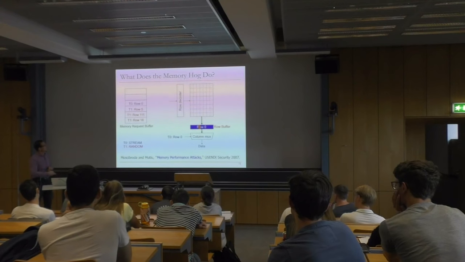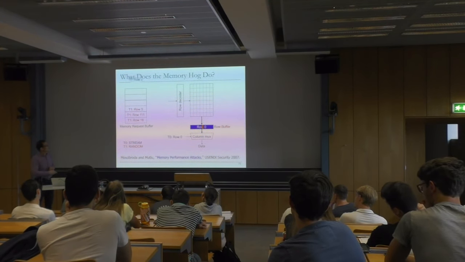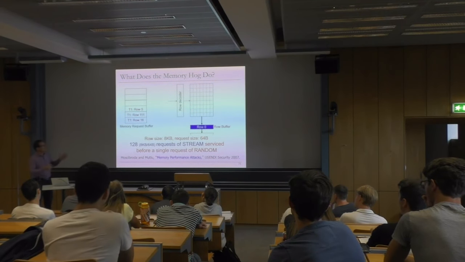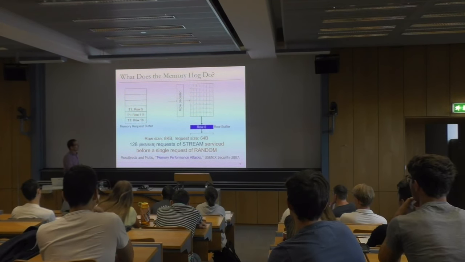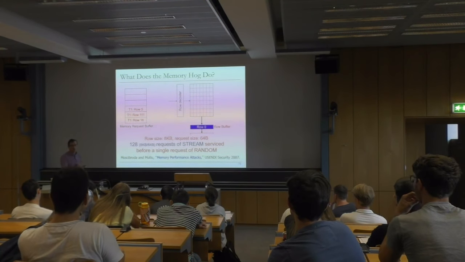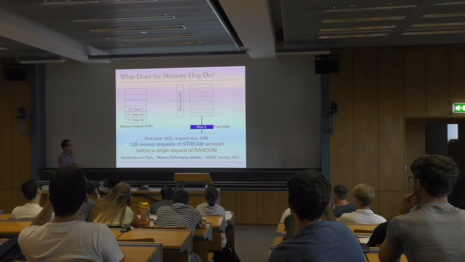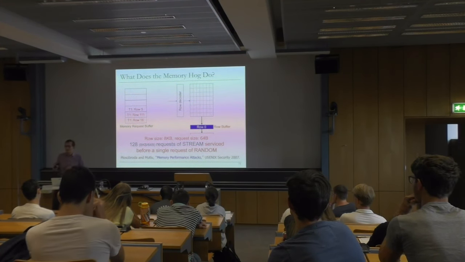Okay, so you can see we could go on forever like this. Essentially, the random access application is starving. And you can do the calculations, assuming that the memory controller behaves just like we discussed. If you have a row size of 8 kilobytes, which is reasonable, and a cache block size of 64 bytes, which is also reasonable, you have 128 requests of the streaming application serviced before a single request of the random access application.